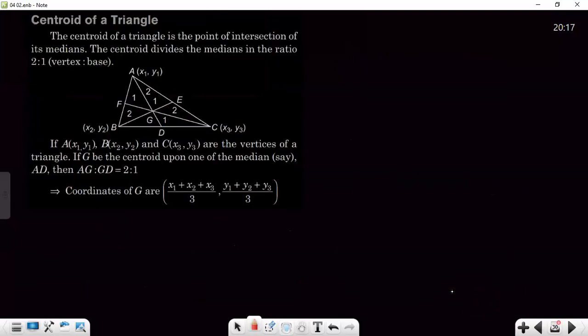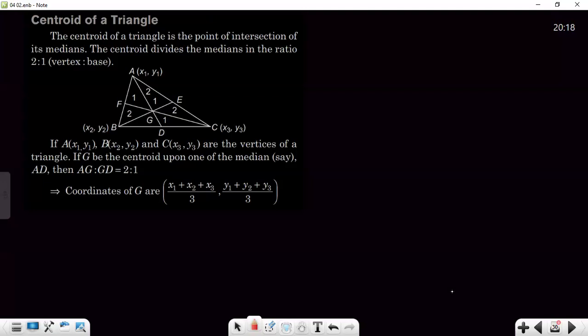Let's move ahead. Now comes the centroid of a triangle. If there is any triangle and you have constructed the median on all the edges, all three medians intersect at a point, and that point will be known as the centroid of that triangle. Let's go by the definition. The centroid of a triangle is the point of intersection of its medians. The centroid divides the medians in the ratio of 2:1.